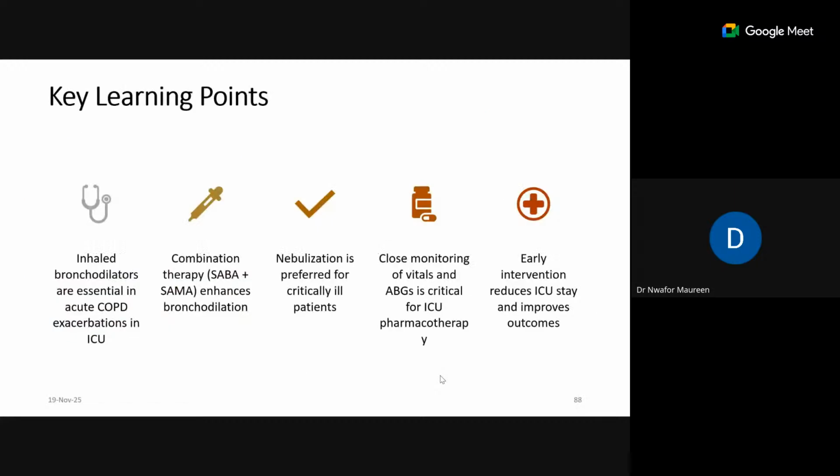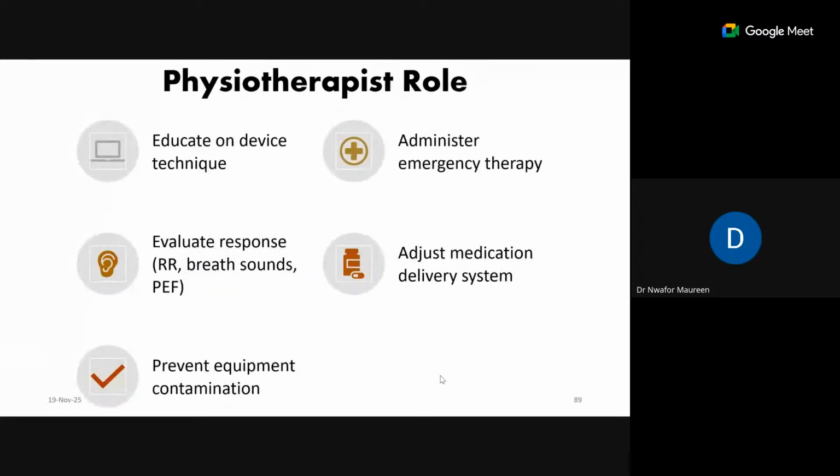Key learning points. Inhaled bronchodilators are essential in such acute patients in ICU. Combination of adrenergic agent and anticholinergic agent enhances bronchodilation. Nebulization is preferred for critically ill patients. Close monitoring of vitals and ABG is critical for ICU pharmacotherapy. Early intervention reduces ICU stay and improves outcomes.